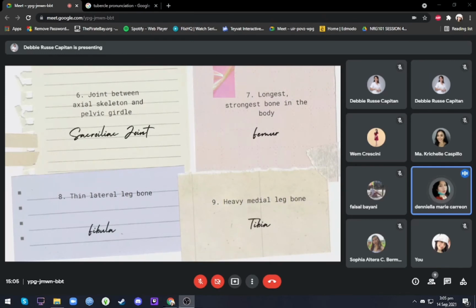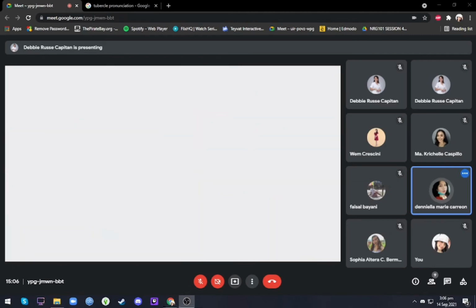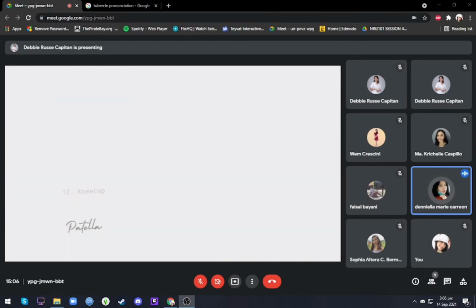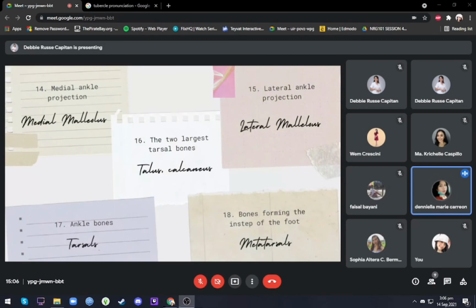Number 7, longest, strongest bone in the body: femur. Number 8, thin lateral leg bone: fibula. Number 9, heavy medial leg bone: tibia. Number 10, bones forming knee joints: femur and tibia. Number 11, point where the patellar ligament attaches: tibial tuberosity. Number 12, kneecap: patella. Number 13, shin bone: tibia. Number 14, medial ankle projection: medial malleolus. Number 15, lateral projection: lateral malleolus.